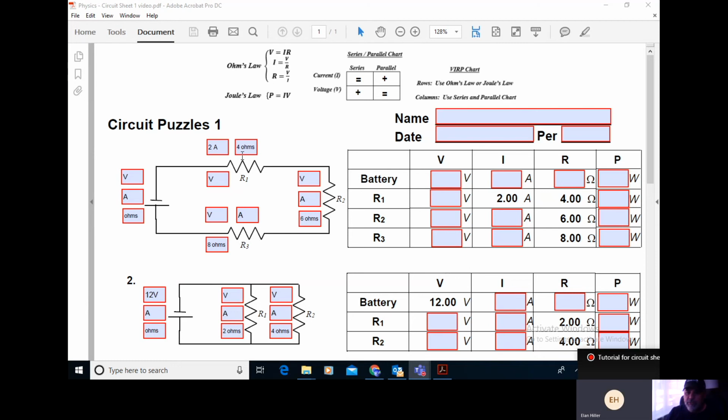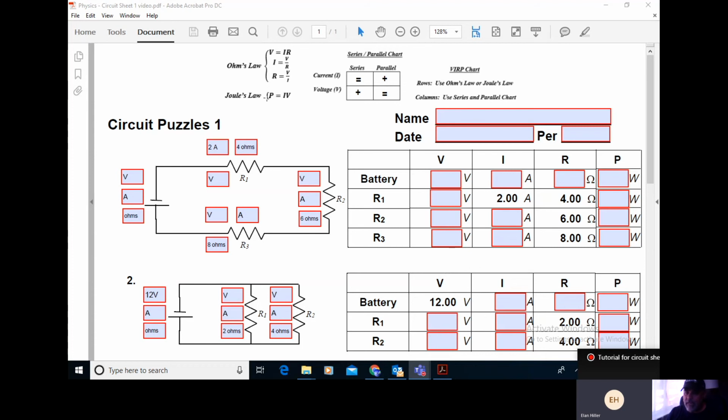What we need to do is use these circuit puzzles to demonstrate our understanding of how to analyze electric circuits. Electric circuits can be analyzed qualitatively by understanding how current and voltage act in a series and parallel connection. Also, you can analyze electric circuits quantitatively using an Ohm's law formula. Voltage is current times resistance. Current is voltage divided by resistance. Resistance is voltage divided by current.